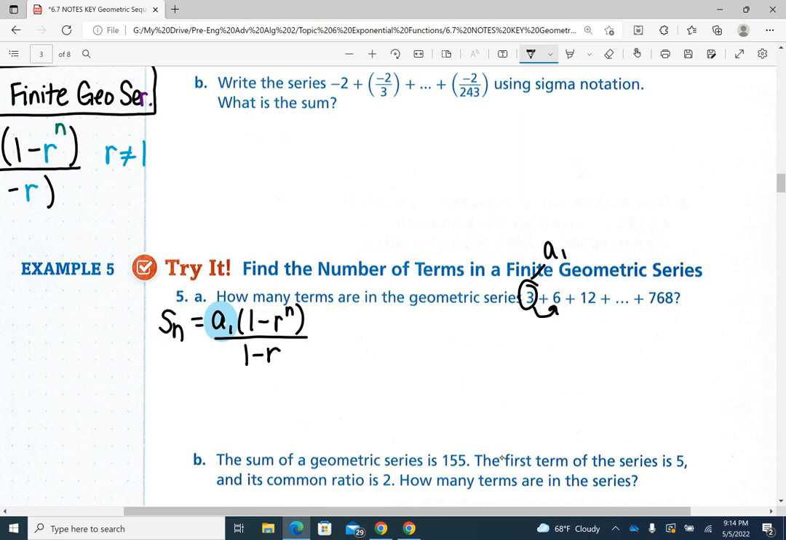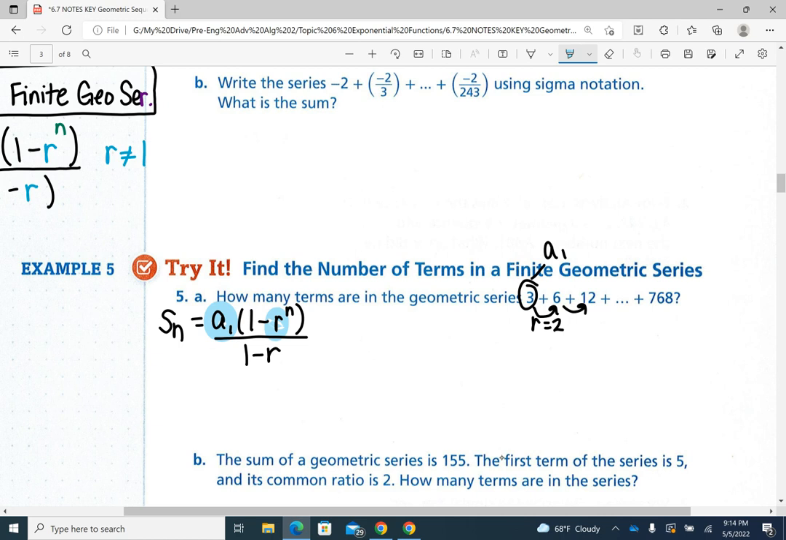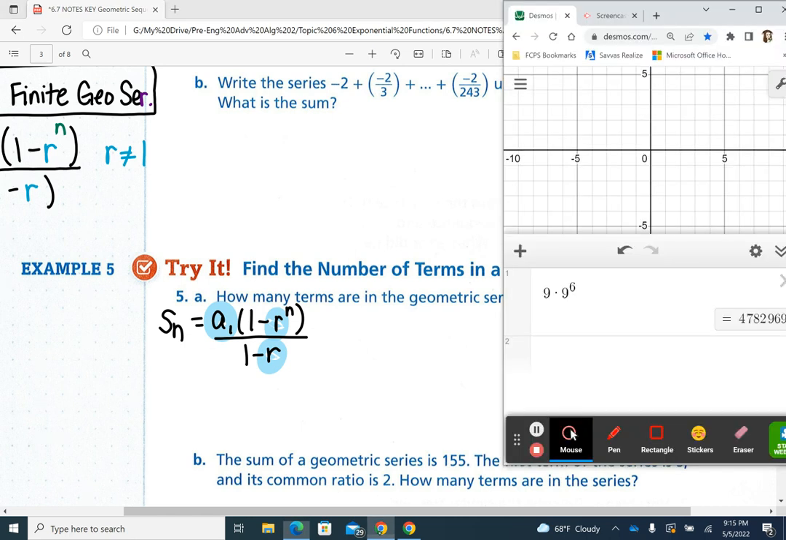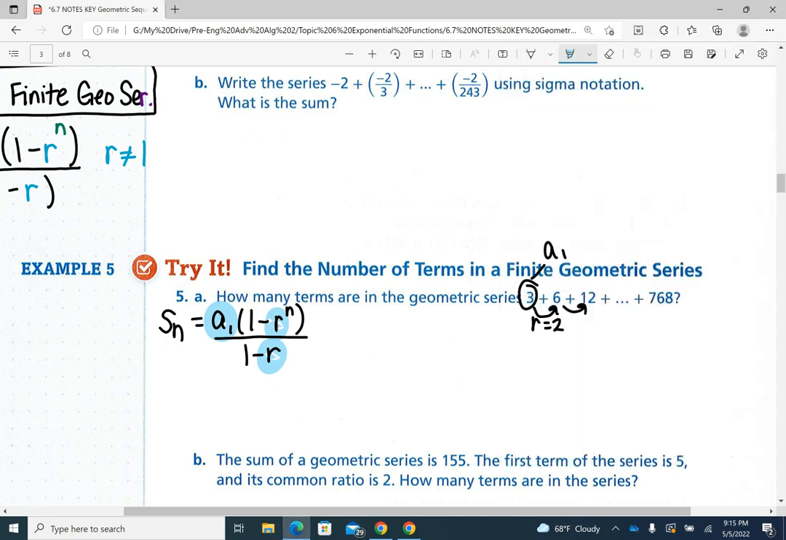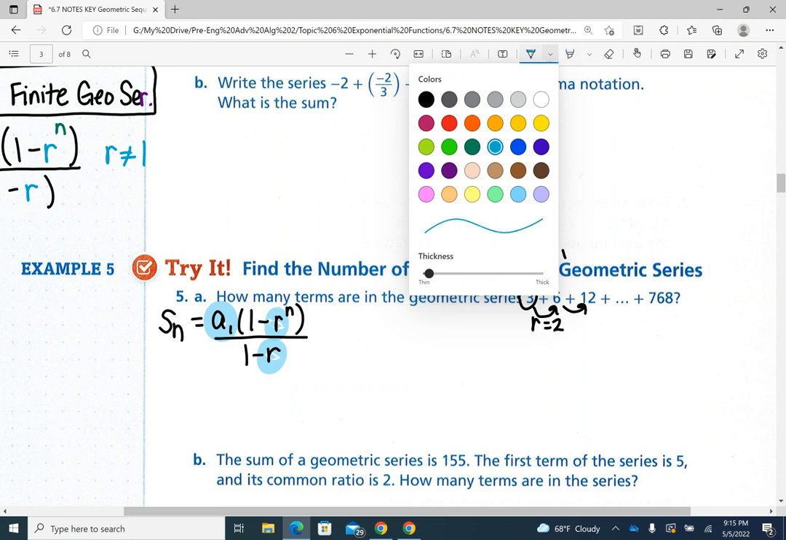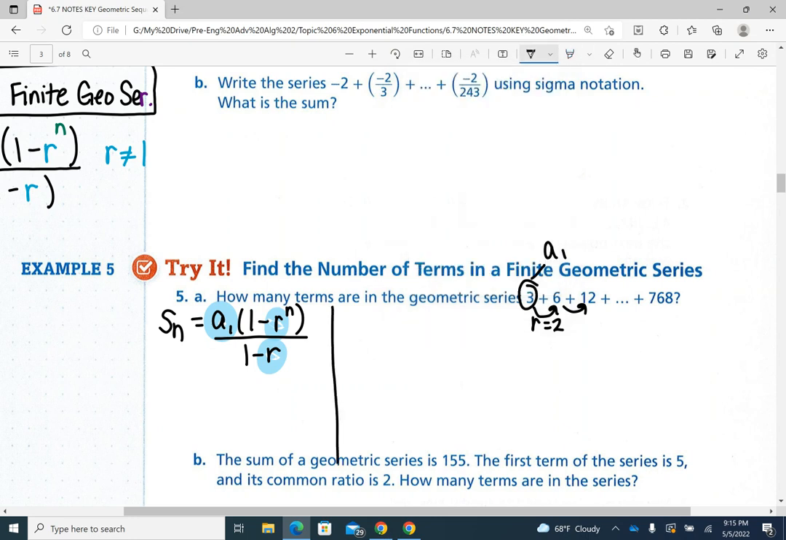To get from 3 to 6 and 6 to 12, we had to multiply by 2. So that tells me r equals 2. All right, so I know r. But I don't know how many terms there are in the series. So maybe instead of using the sum formula, because there's two unknowns, maybe I'll try using my geometric formula.